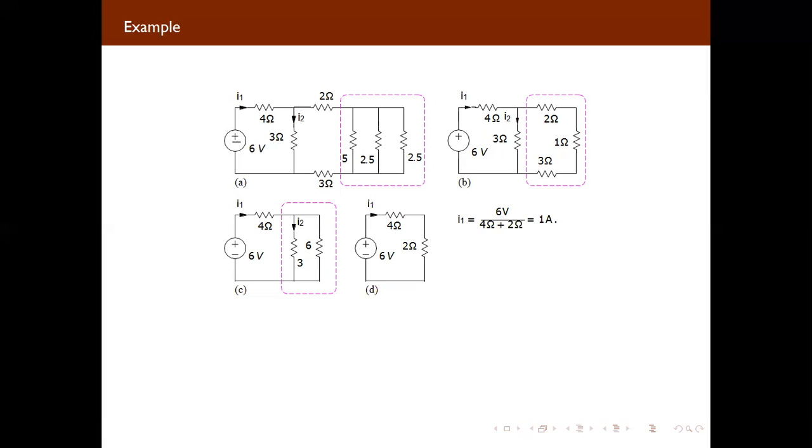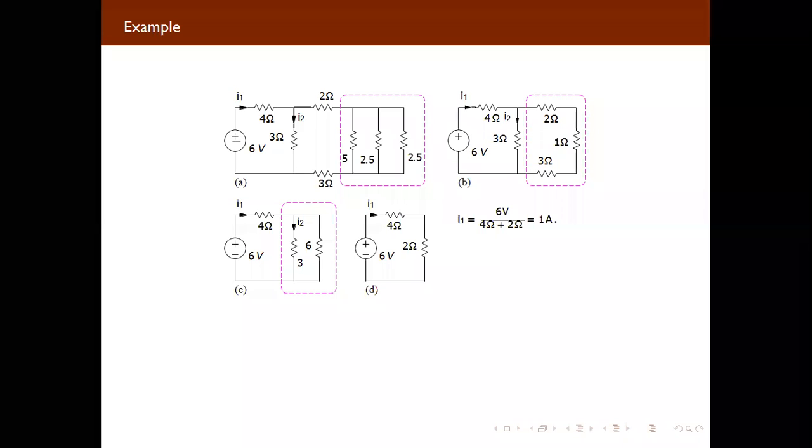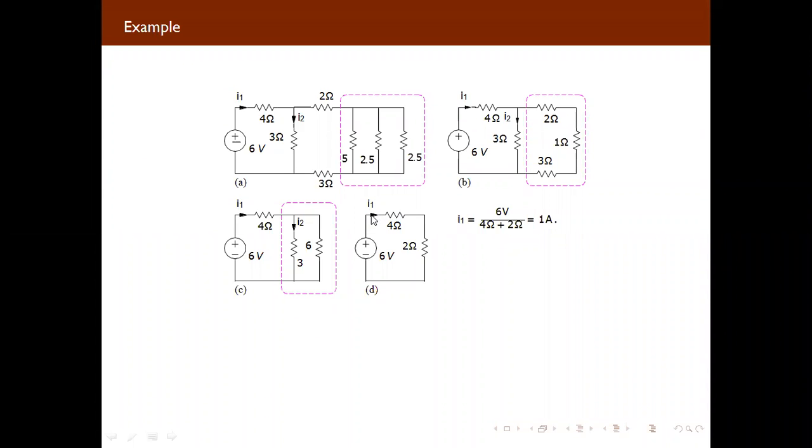And if you are not using the current divider here, you are only supposed to calculate the value of current flowing through these two. And we know these are in series. The value of current flowing through these two resistors will be the same. So you can directly use Ohm's law, V upon R equal to I.